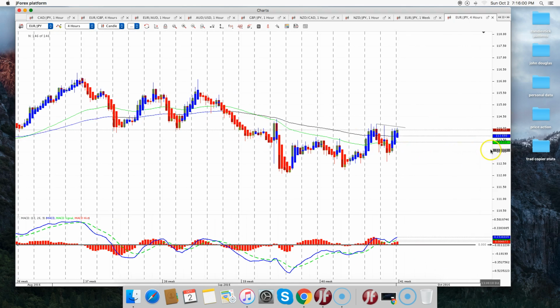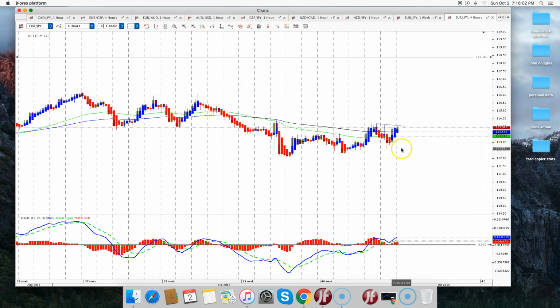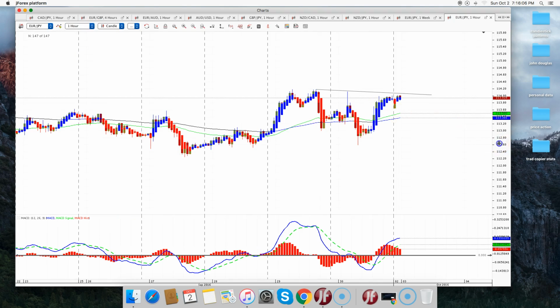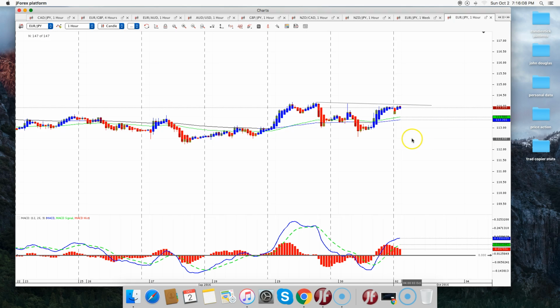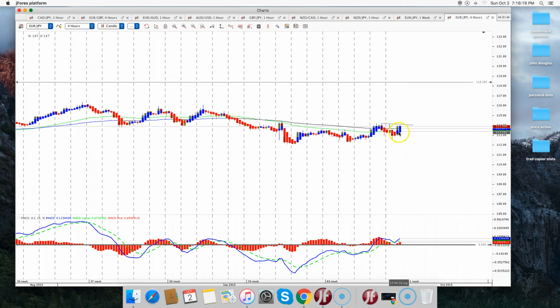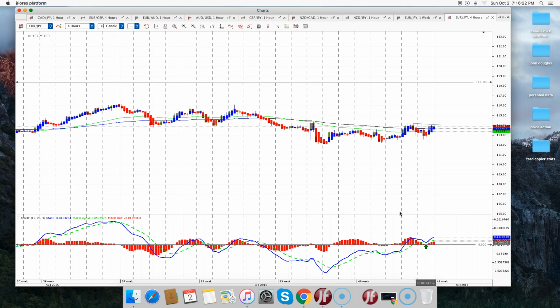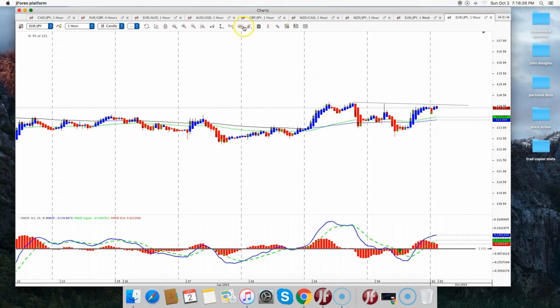So what's happening right now, let's look at the 1-hour chart. And today is the 2nd of October 2016. And the market, let's look at the 4-hour chart. Blue candles, crossover on MACD to the upside on the 4-hour chart. Let's look at the 1-hour chart, and the same thing, we have a MACD crossover.